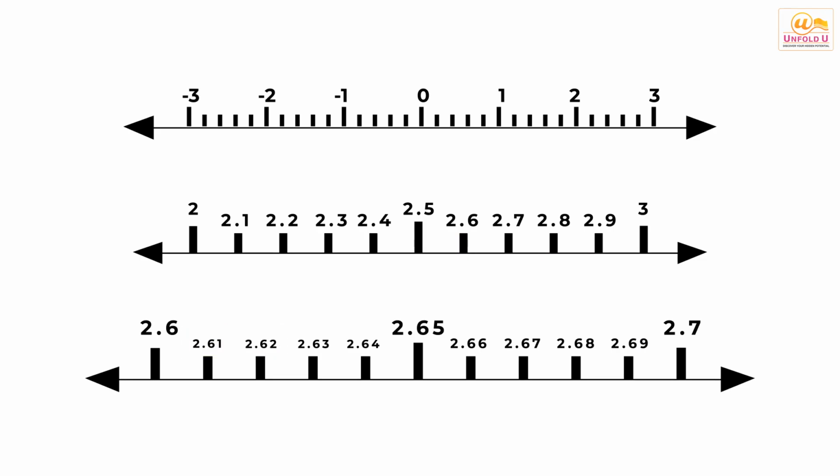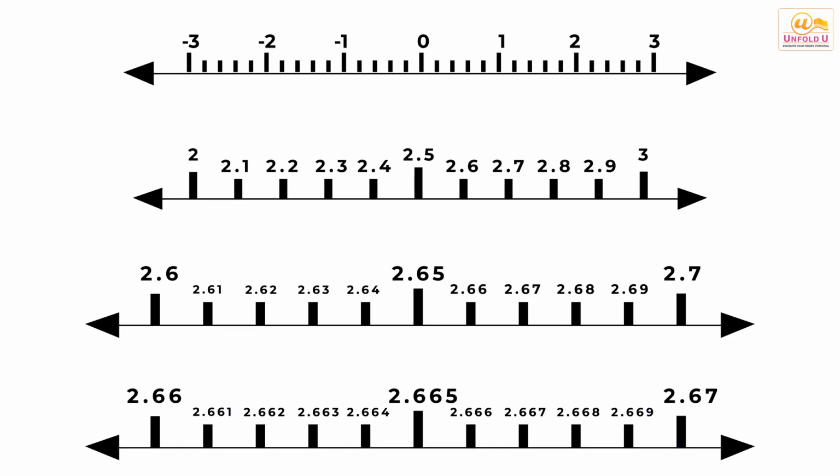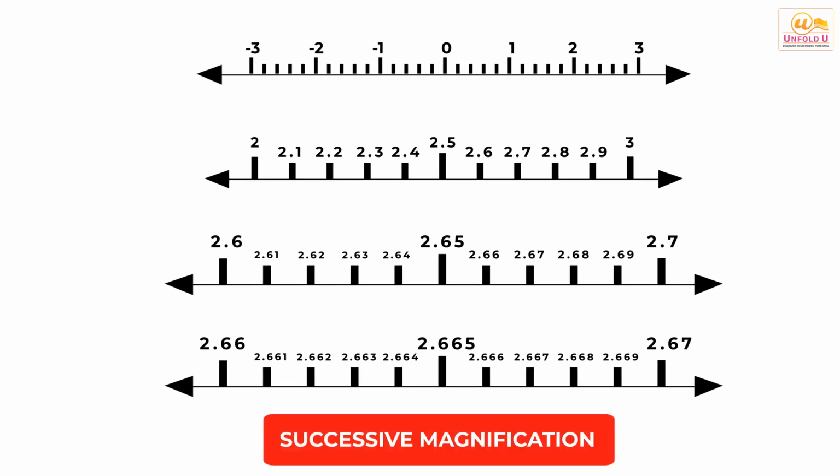Now 2.665 will further lie between 2.66 and 2.67. Let us focus on this portion of the number line and divide it again into 10 equal parts. The first one will be 2.661, the second will be 2.662 and the fifth mark will be 2.665. So this was our required number. Such a process is known as the process of successive magnification.